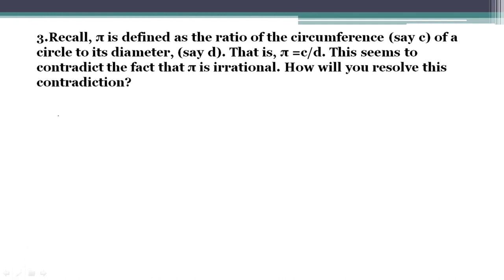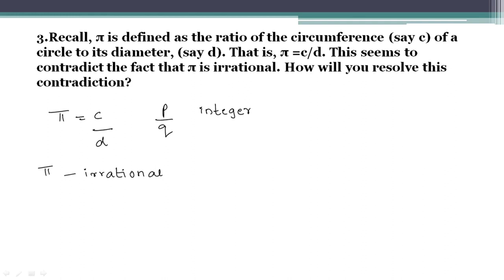So we know that pi is the ratio of the circumference by diameter, but we also know that pi is an irrational number. So if you write it in the p by q form, that should be a rational number, right? But pi is an irrational number. So how will we resolve this contradiction? See, here they have given that it is in the form of c by d, meaning it is in the form of p by q. But here they have not mentioned that p and q are integers.